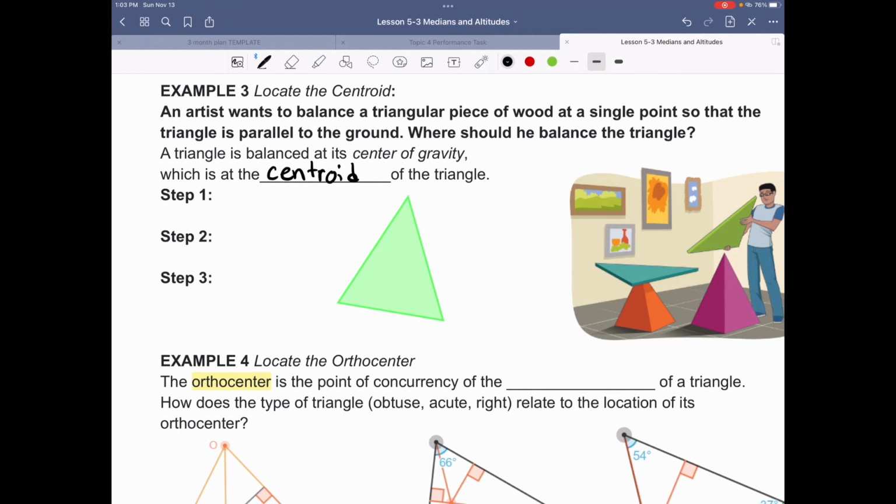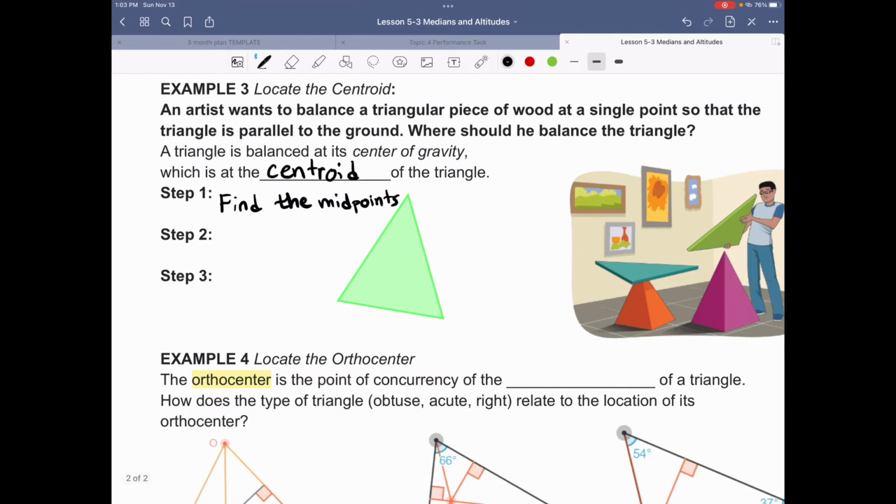Step 1 is to find the midpoints on the triangle. So where would the midpoint be? And we could find that by finding the perpendicular bisector of each side. But for now, I'm just going to guesstimate. Where would the midpoints be?